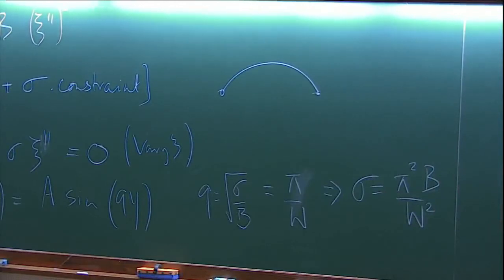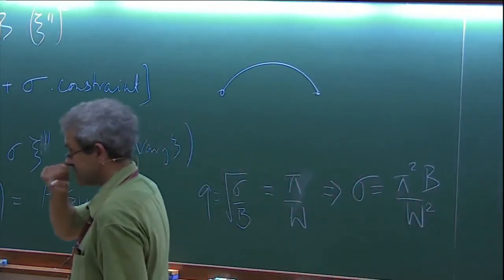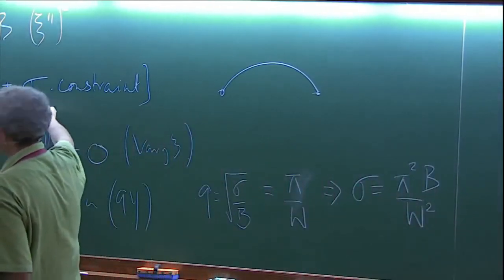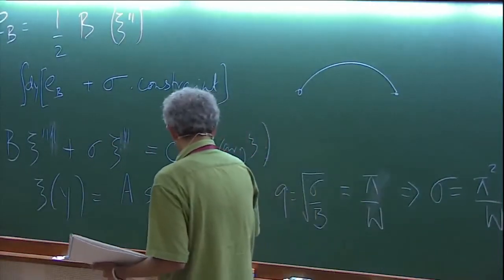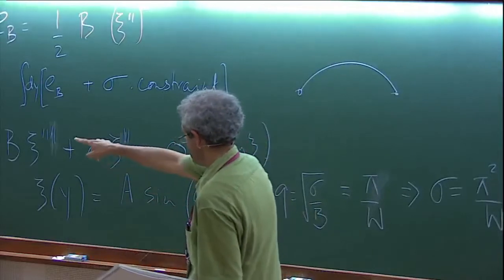Now, what else did I want to show? Yes. But you get one more equation, which is just the equation of constraint, right? I vary with respect to sigma. So I should go put this thing into the constraint.